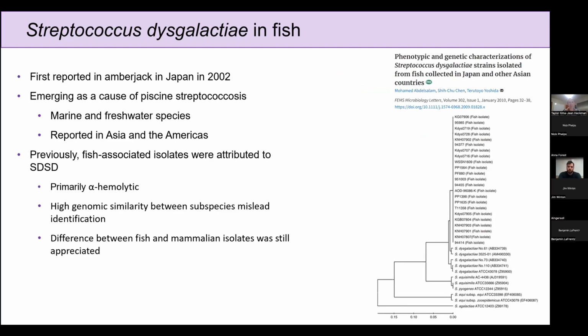These fish-associated isolates were attributed to Strep dysgalactiae subspecies dysgalactiae, and that was mostly on the basis of their hemolytic pattern. So most of them were alpha hemolytic, at least at 24 hours, or single gene sequencing of either the 16S rRNA gene or the sodA gene, which is what is shown in this phylogenetic tree. But as you can see here, it's been long appreciated that the fish-associated isolates form this distinct clade separate from the mammalian. So we've been observing these trends, but grouping them with subspecies dysgalactiae.